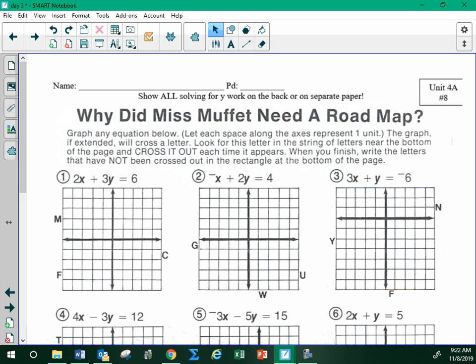Okay. So what you're going to do here is, again, you're just practicing graphing a line. Notice it says show all work for solving for y on the back or on separate pages. So you're going to do your work getting y by itself either on the back of the paper or on separate paper. It says graph any equation, and when we extend the graph, it'll cross a letter. Okay, so let's go and do the first one together.